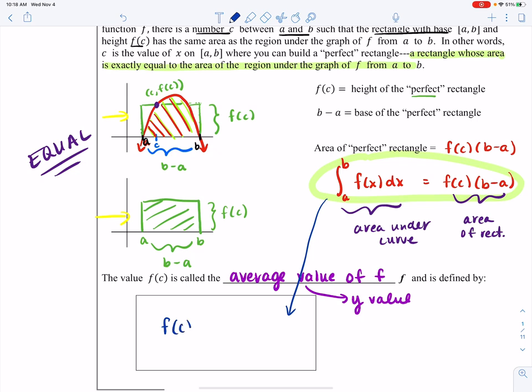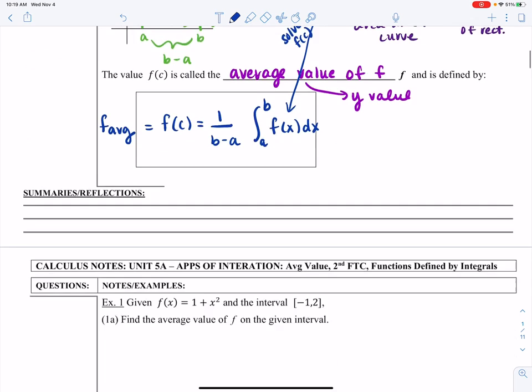I can find out that f of c is equal to, actually I missed something, 1 over b minus a times the integral from a to b of f of x dx. So all I've done is solve for f of c, okay? Now this f of c we call the average value of this function, okay? So we've just discovered our average value formula. Let's apply it. Let's make it actually make some sense.